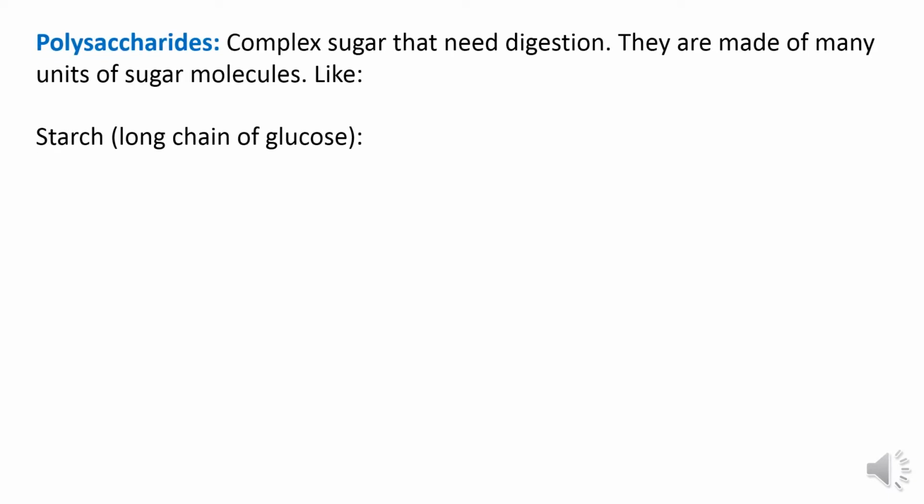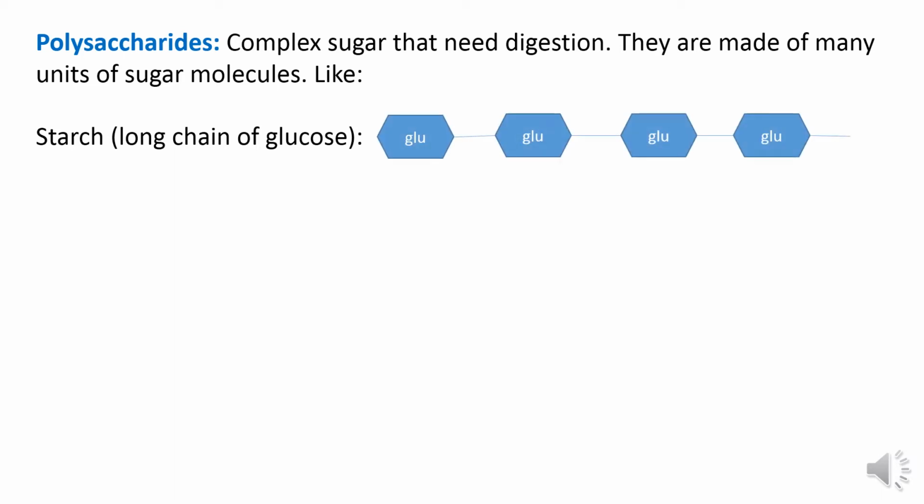Complex sugars that need digestion. They are made of many units of sugar molecules, like starch, a long chain of glucose. Cellulose, it is found in cucumber and lettuce.